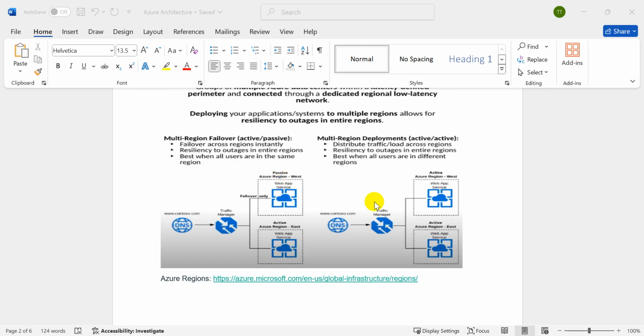Now there is also one more concept. It's called active-active. For example, I've given Azure region West and Azure region East, both are active. What is the meaning? Both of them are active and replicating the data constantly, live. So this is the concept for multi-region failover, multi-region deployment. Is that clear?